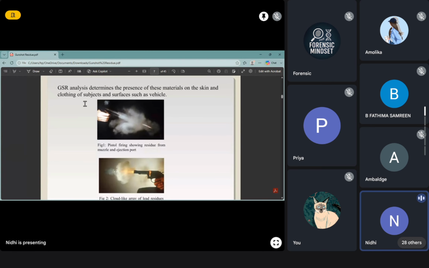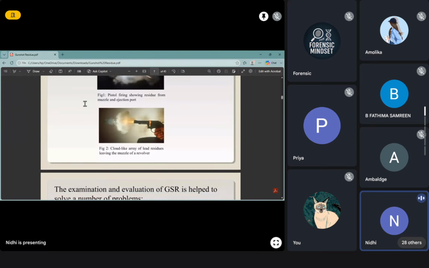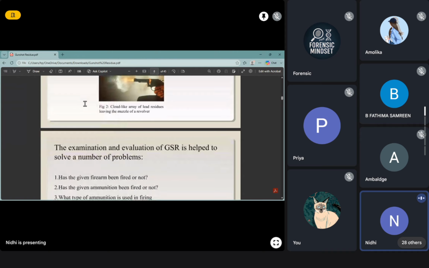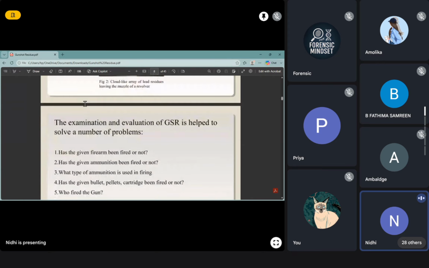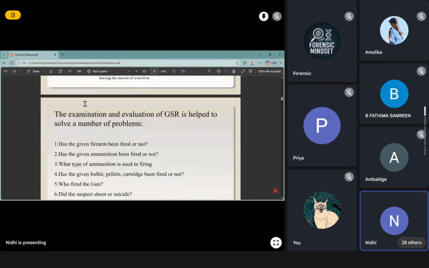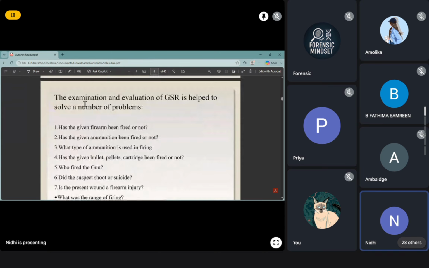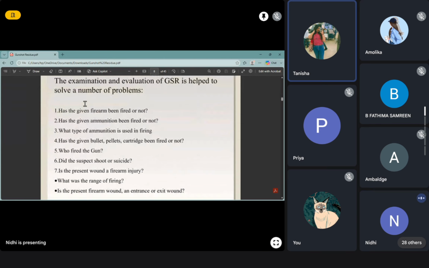We will be collecting it using a swab, right? While we are swabbing it, we use chemical analysis techniques such as the GRES test and the sodium rhodizonate test. Then we also have the green dye test, if you all know about that. Do you have any idea about the green dye test? No, ma'am.